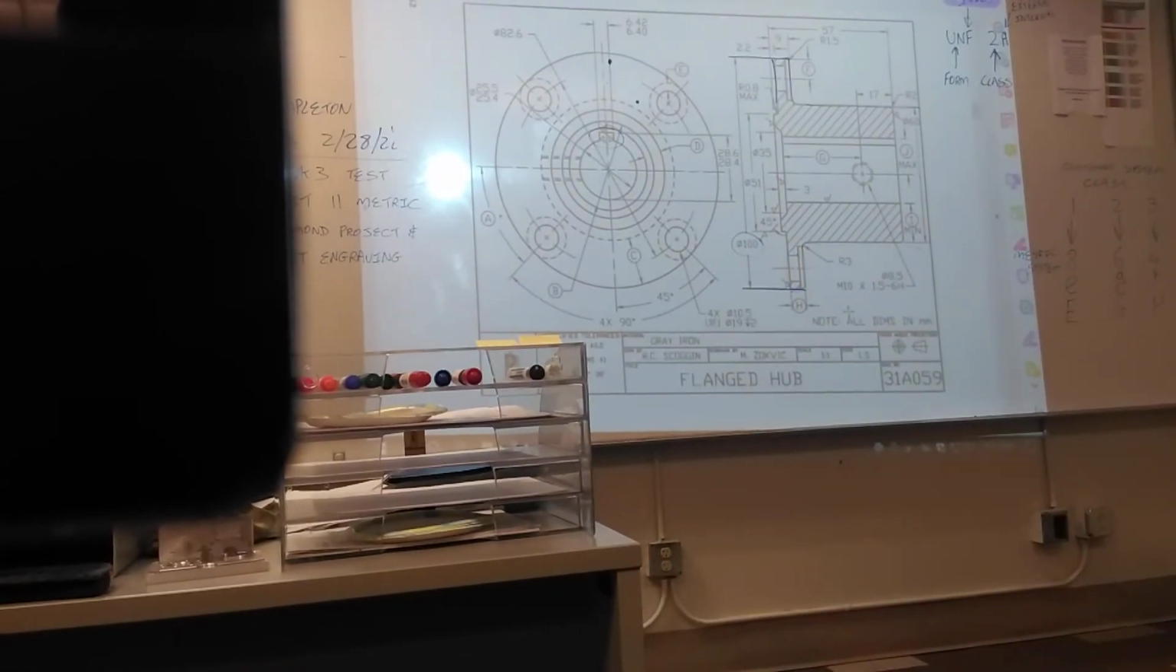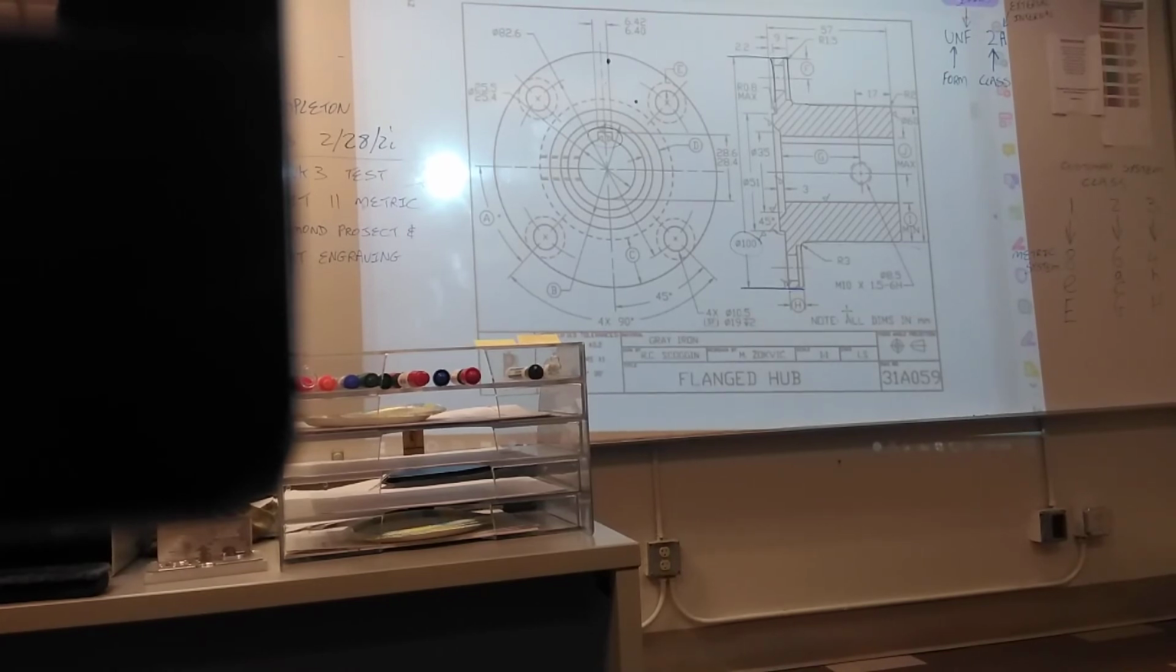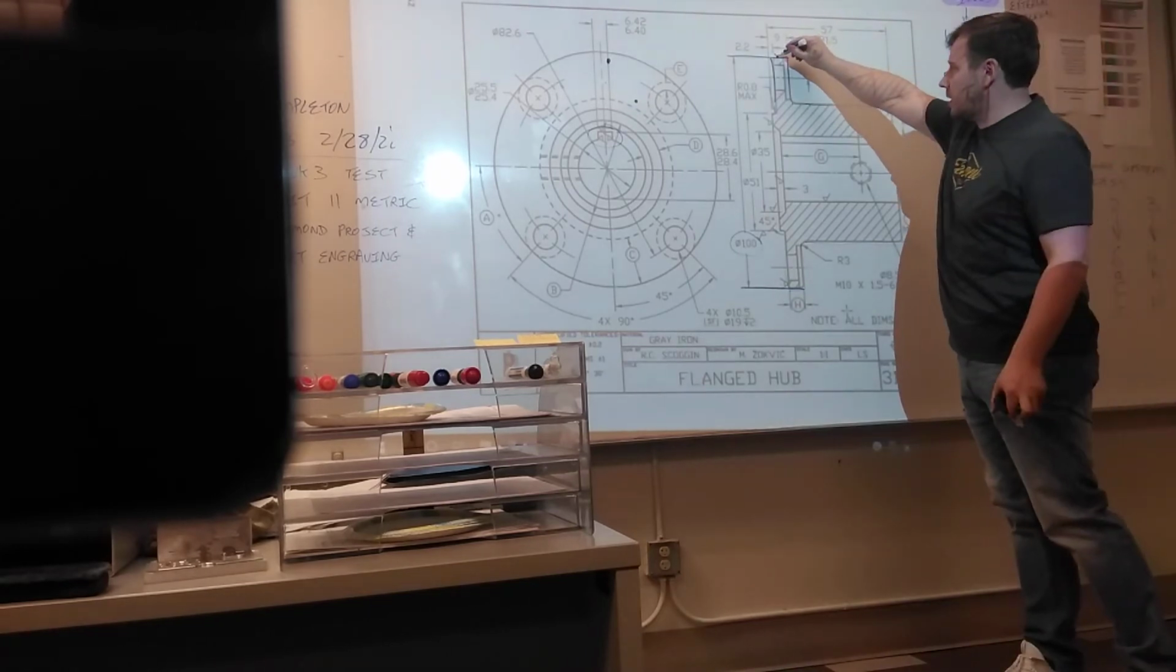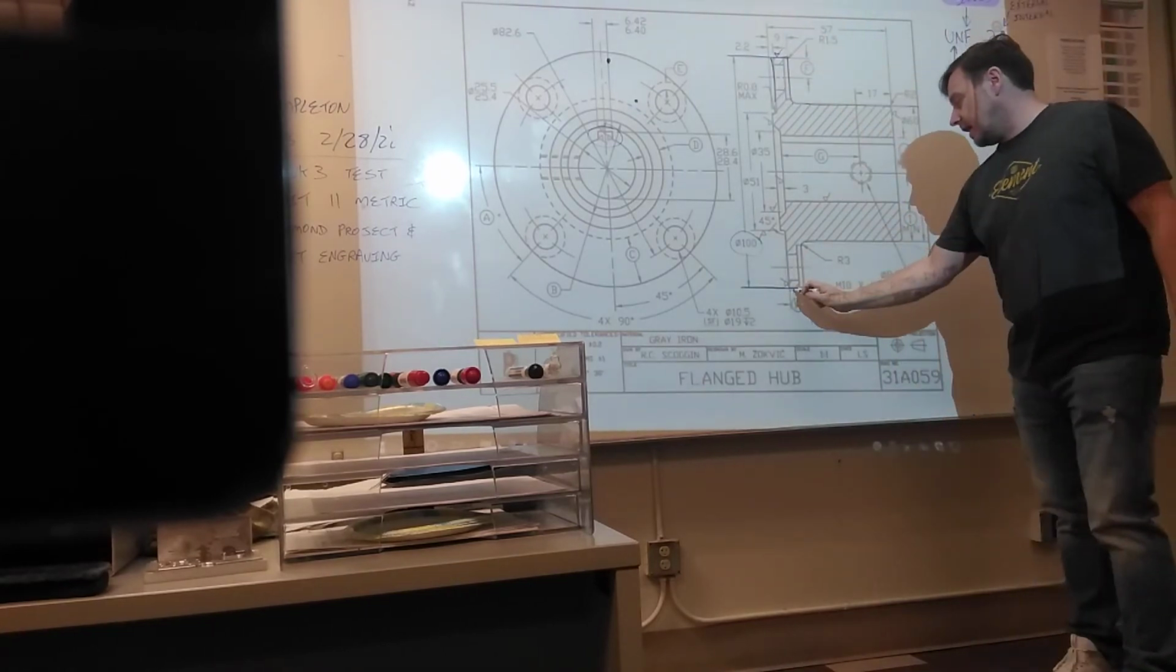So what is your tolerance? Plus or minus what? 1 millimeter. Why 1? Because it's not a machined surface. Why is it not a machined surface? Not specified. How is it not specified? Simple. Because there are no finish symbols on the diameter.